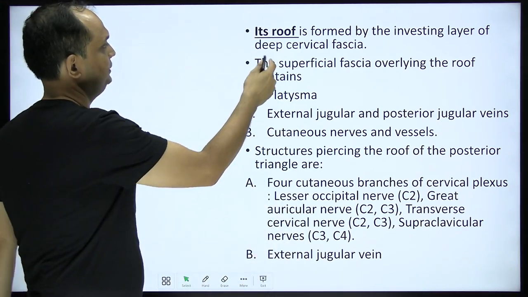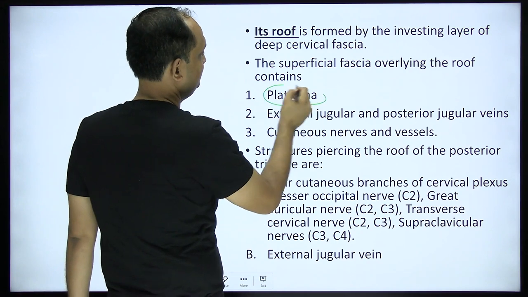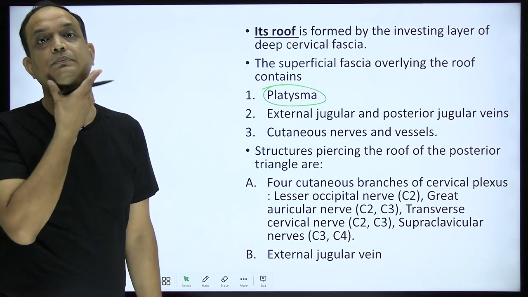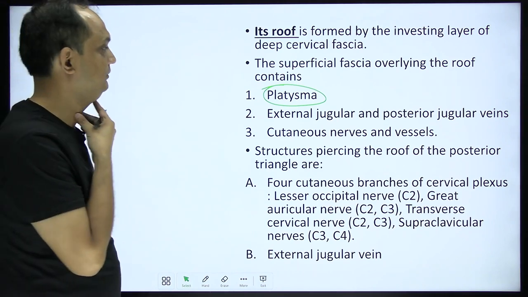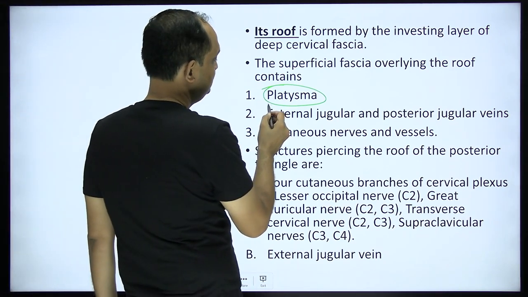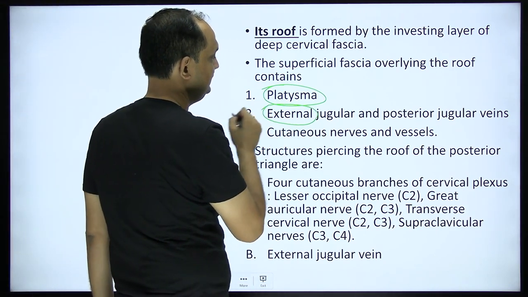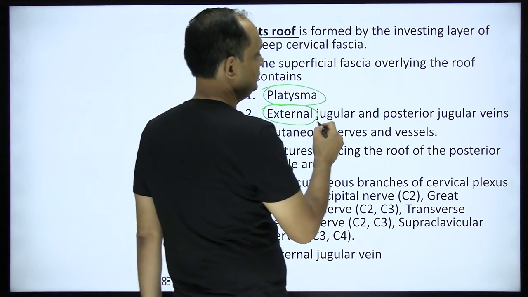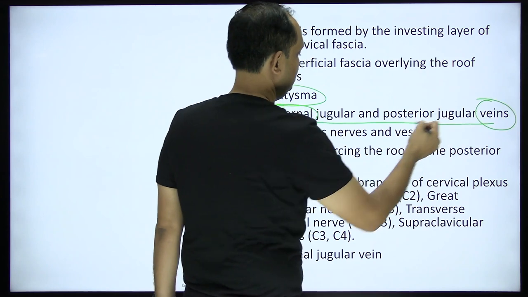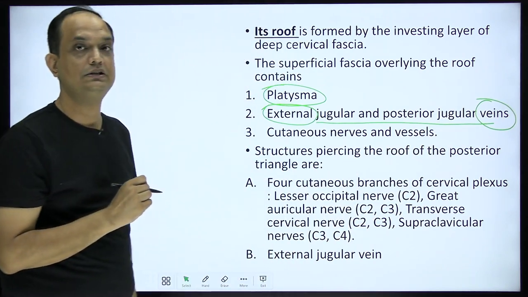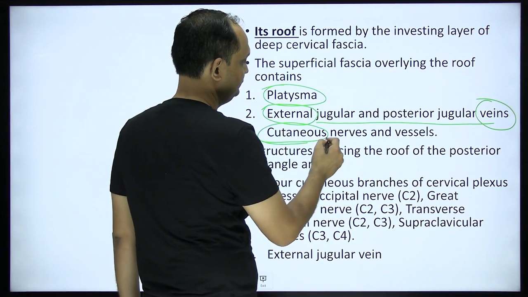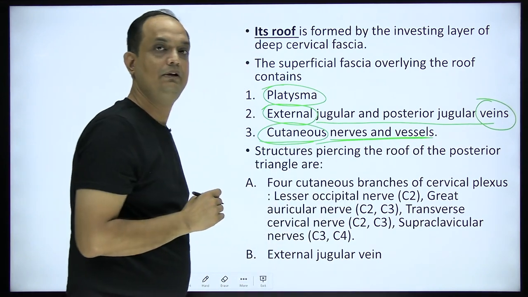So what are the structures in the roof? You have the platysma. Below the skin, we have the platysma, which is a subcutaneous muscle present in this posterior part of the neck. Then you have the superficial veins present in the subcutaneous tissue, that is the external and posterior jugular veins. Then you have the cutaneous nerves present in the subcutaneous tissue. That is your superficial nerves and vessels. Those are going to supply your skin.